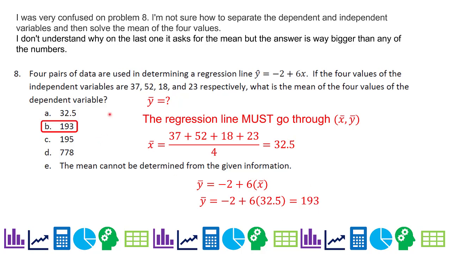which is 193. One of you said, I don't understand why on the last one it asked for the mean, but the answer is way bigger than the numbers. Again, these are the mean x's. It's asking for the mean y. And y is always going to be bigger than x, pretty much on the positive side anyways, if you're multiplying x by 6 and then subtracting just a tiny 2. So if x is 10, this is like 60 minus 2, 58. So your y is way bigger, 58, for a given x, at least on the far right side, which we are. We're pretty far right. If you go left, it changes, obviously. Okay.